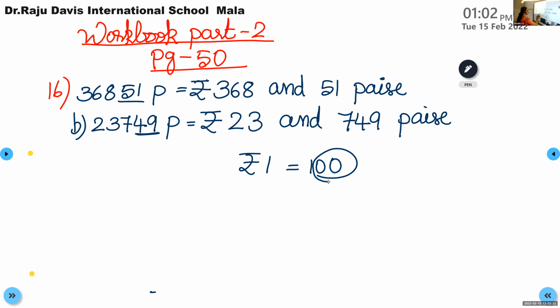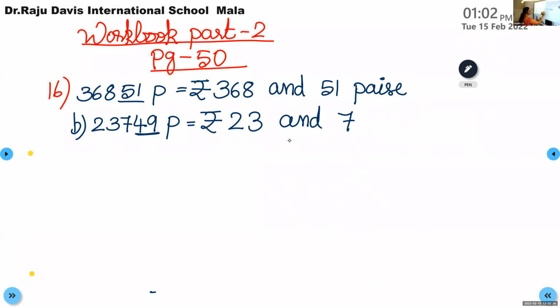So what will be the answer? What should be the answer? That's what I told. Just for avoiding mistakes, when you get the question, what you have to do first is underline the last two digits. Now what will be the answer, Jairik? Do the correction.